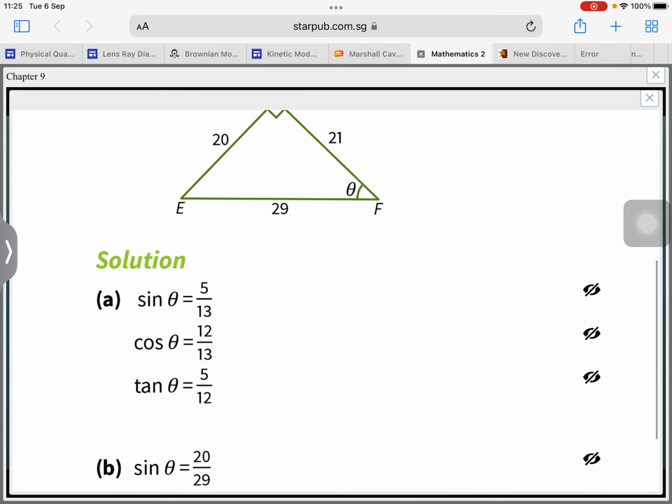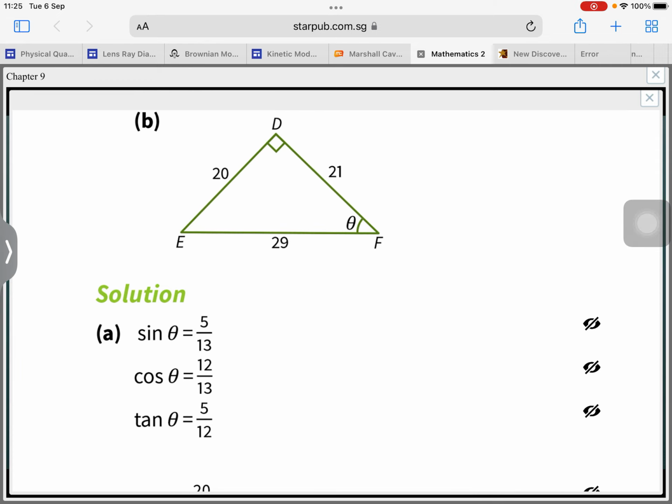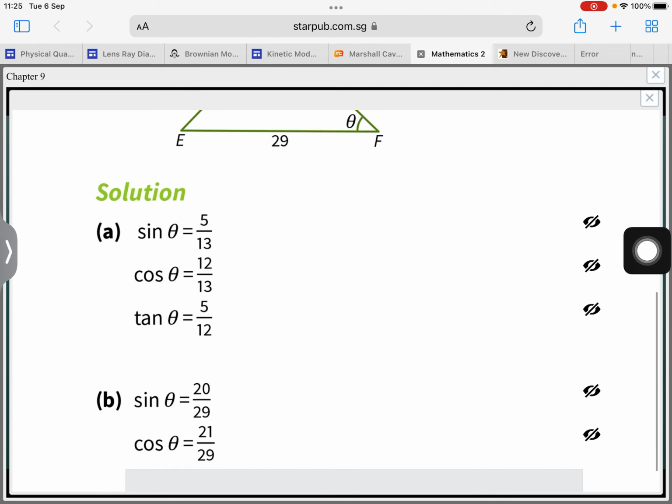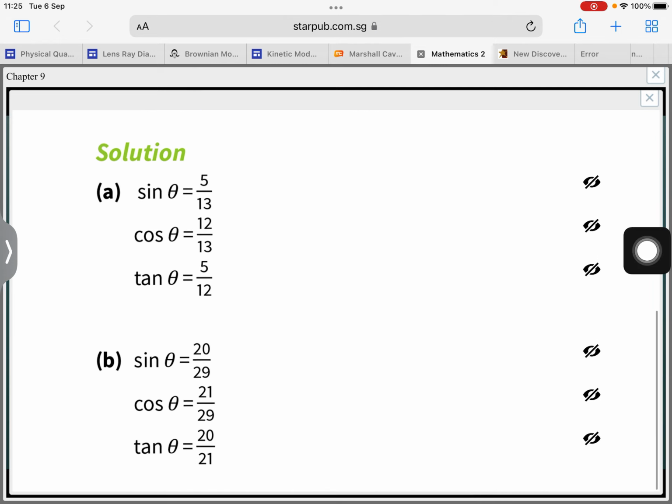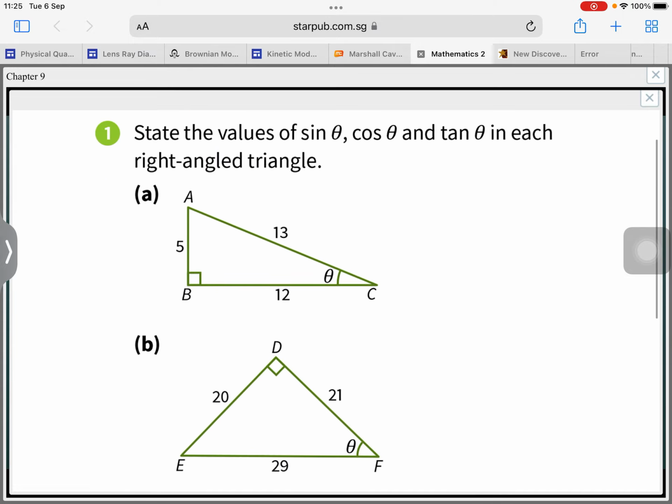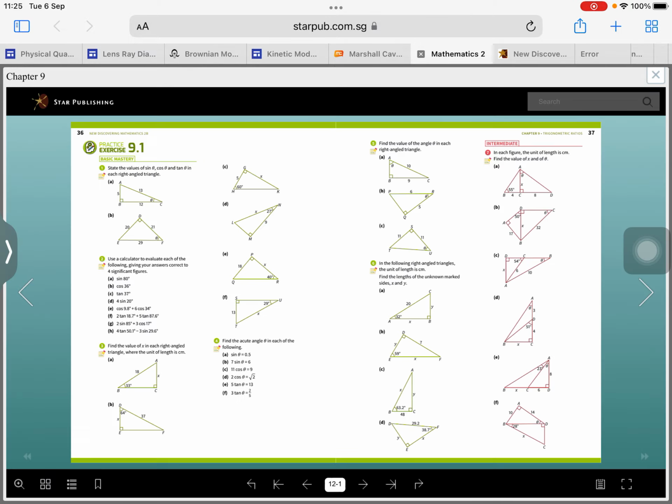Last but not least, tangent is TOA, so opposite over adjacent. My opposite is 20, my adjacent is 21, so it will be 20 over 21. This part should be quite simple. This is just to warm up, to let you refresh what the different sides are.